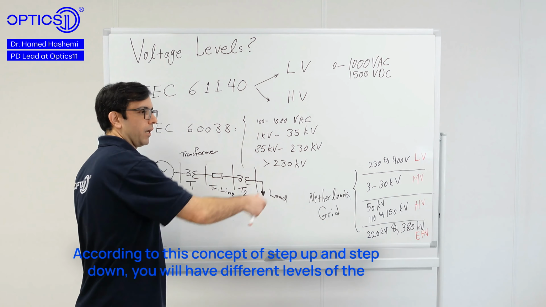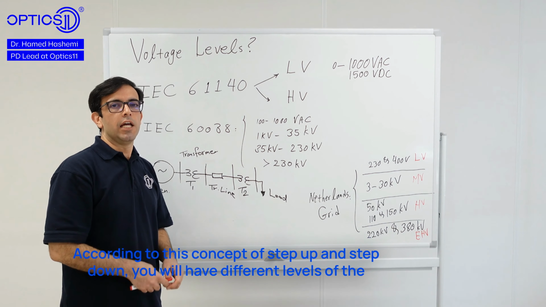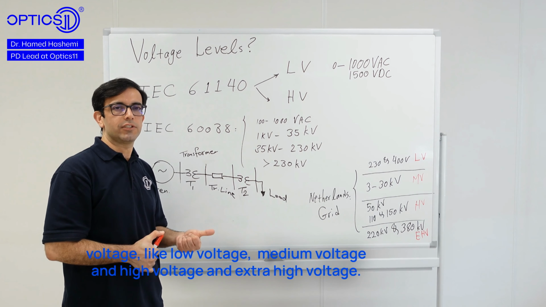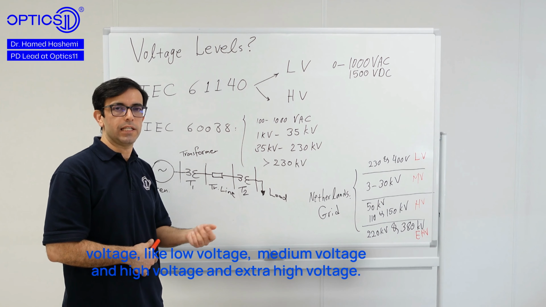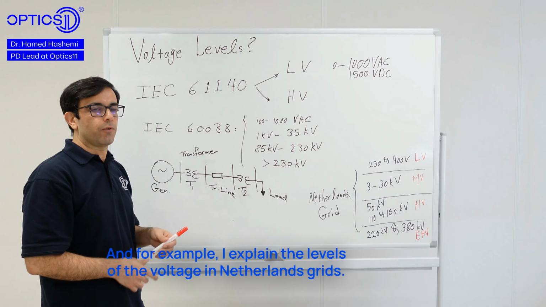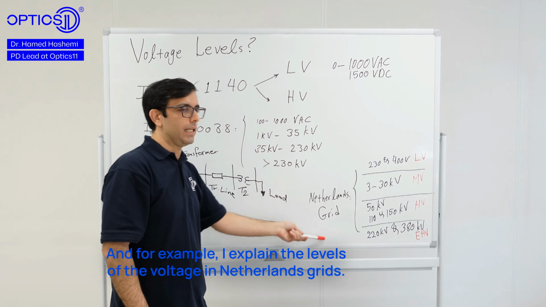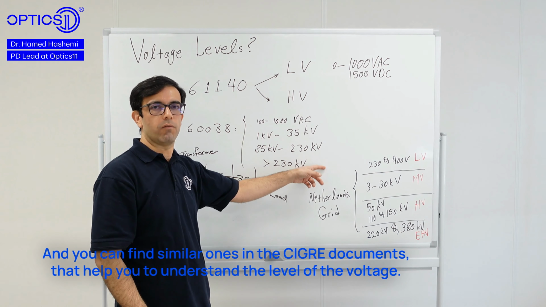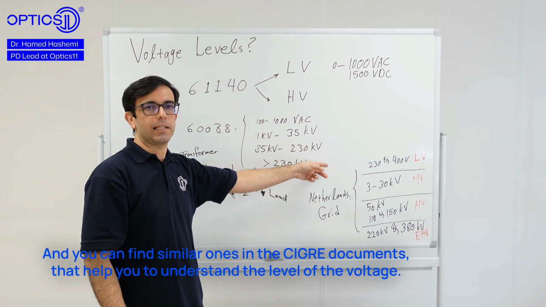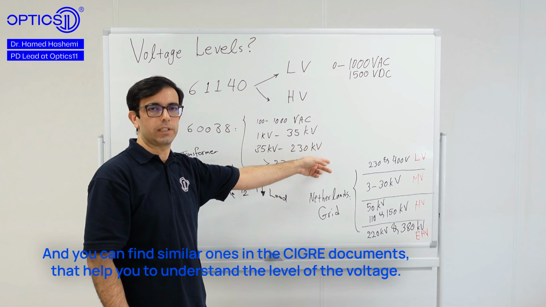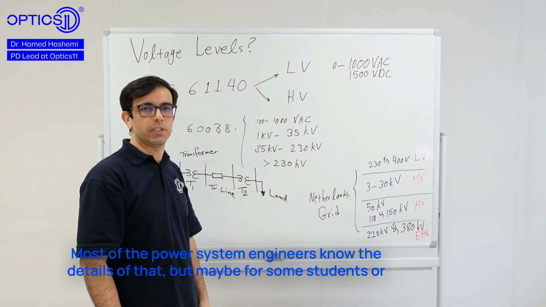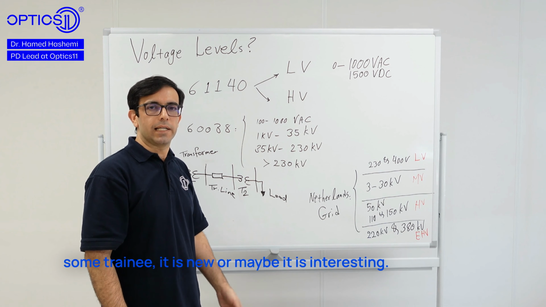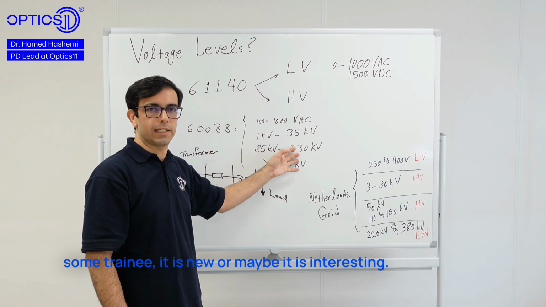According to this concept of step up and step down, you will have different levels of voltage, like low voltage, high voltage and extra high voltage. For example, I explain the levels of voltage in the Netherlands grids, and you can find similar ones in other documents that help you understand the levels of voltage. Most power system engineers know the details of that, but maybe for some students or trainees it is new or maybe it is interesting.